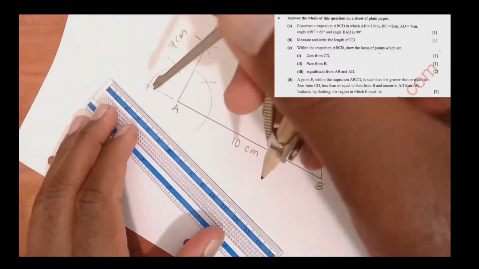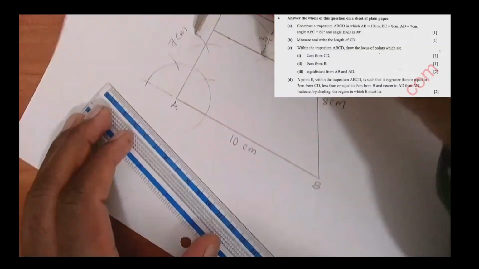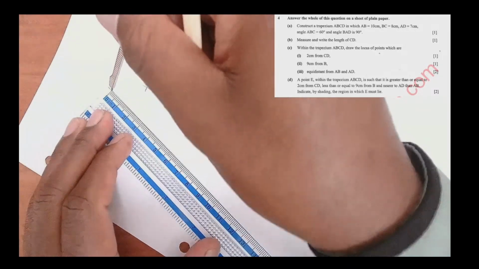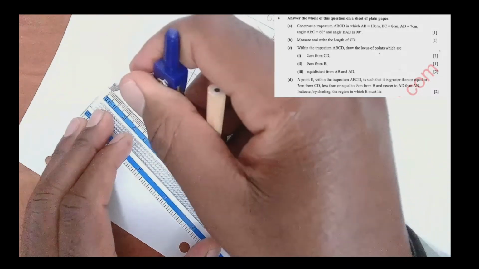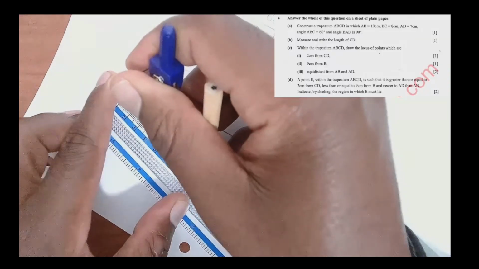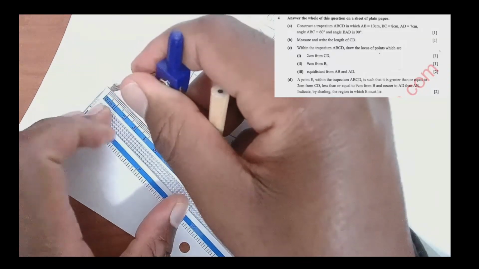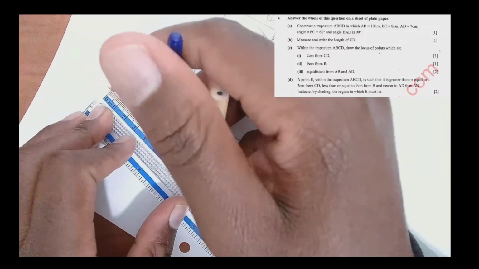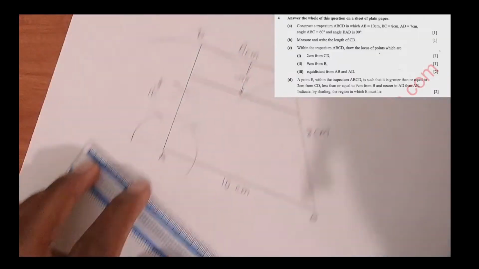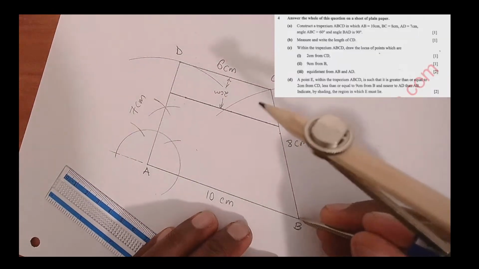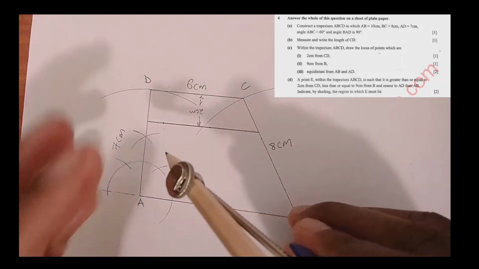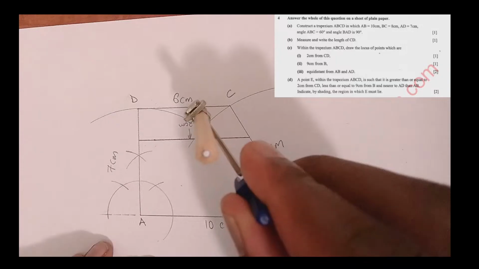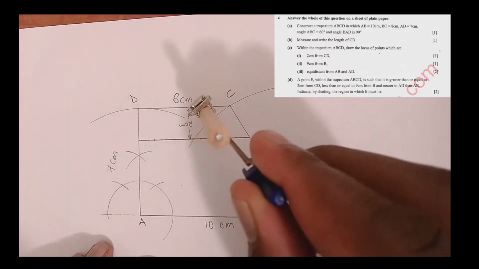So this is 0, and this is 9. Let's see. Okay, this is my 9 right here. Make sure it is accurate. So this is 9 centimeters, I put it at B. So within the trapezium, but 9 centimeters from B. All right, so let's draw an arc here.